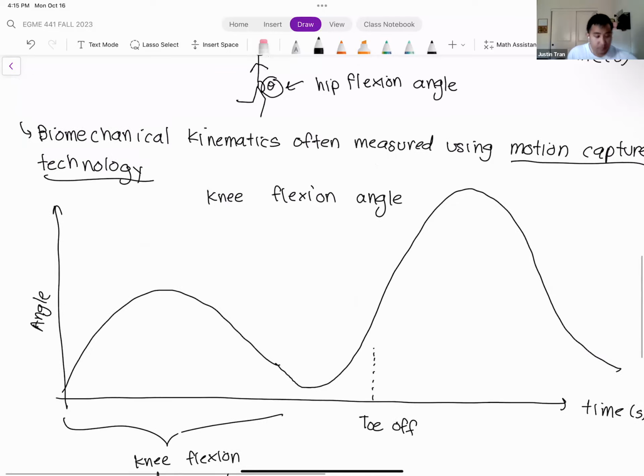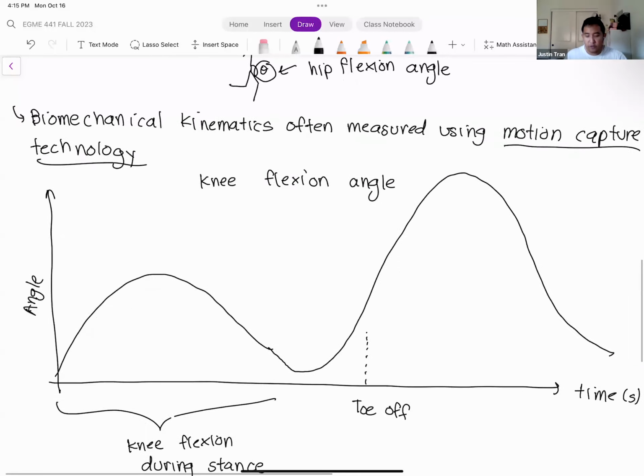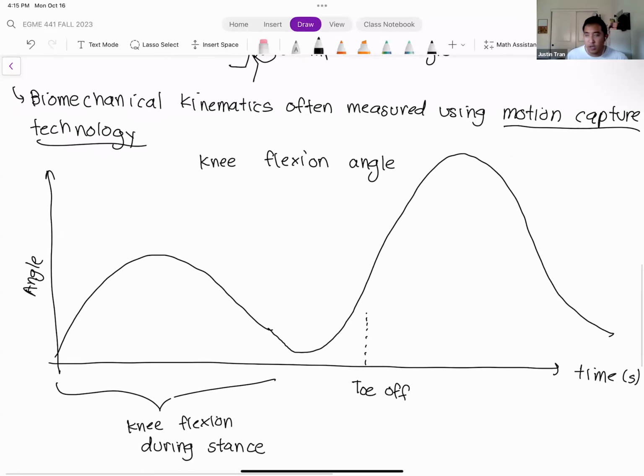Okay. And then during the swing phase, your foot is off the ground, but in order to make sure that your foot clears the ground as you swing forward, your knee has to flex a lot more, right? Because if you take a step and you keep your knee straight, your foot is going to hit the ground. And so to make sure that your knee comes up out.